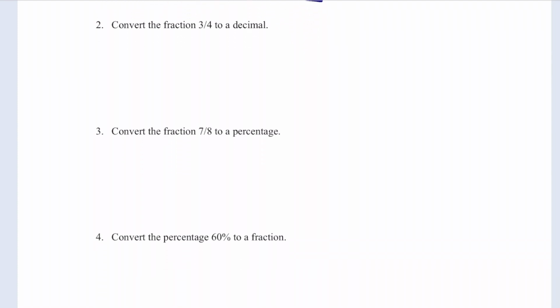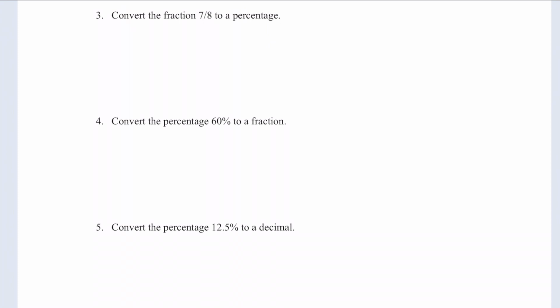Question 2, convert the fraction 3/4 to a decimal. So first thing we're going to do is we have our fraction 3/4. So what we can do is divide 3 divided by 4. Now remember, on the ATI TEAS 7 exam, you're going to have access to a calculator, so you don't need to do this in your head. Just type into your calculator 3 divided by 4. And what you're going to get is 0.75, and that is going to be your answer.